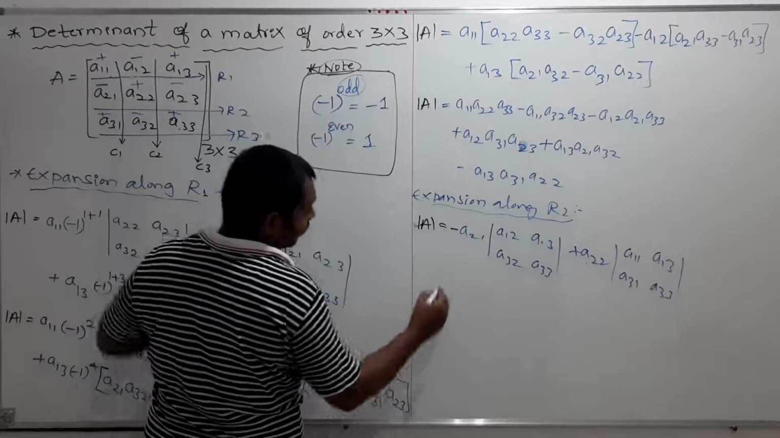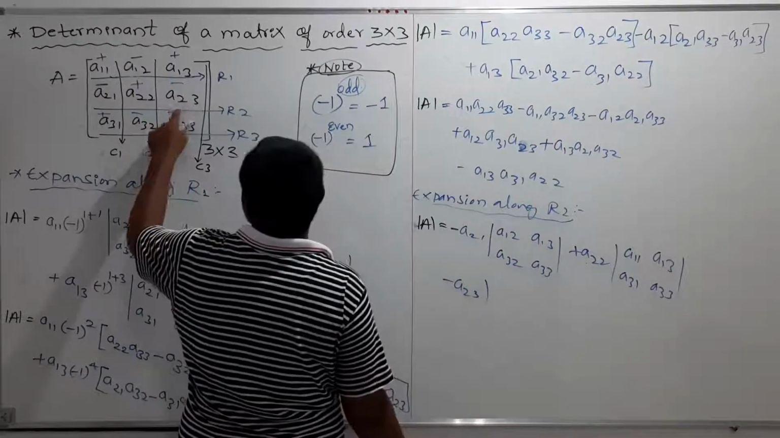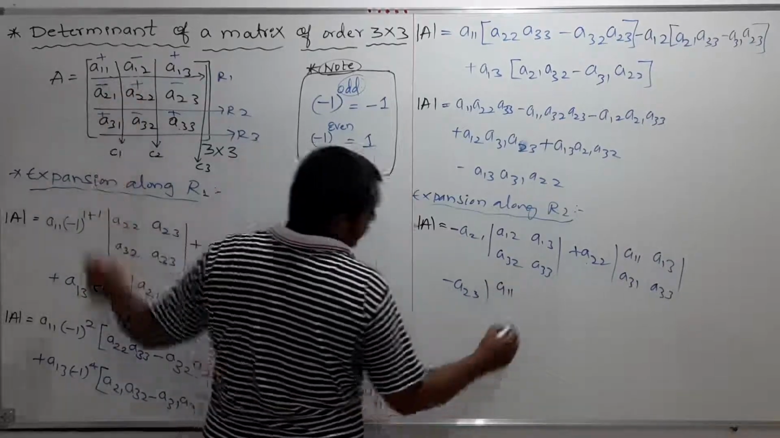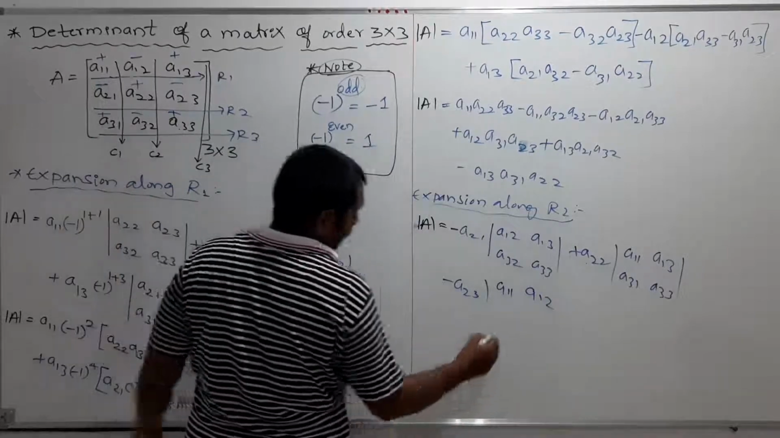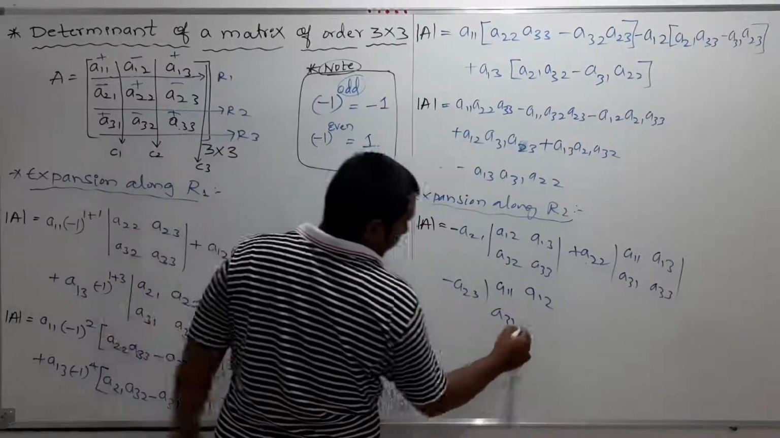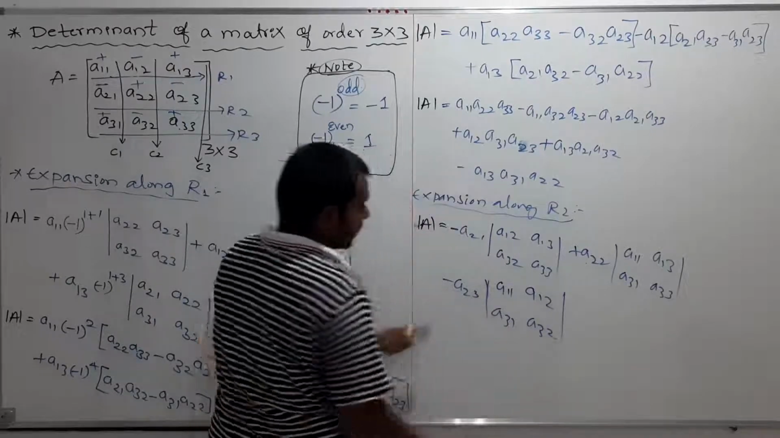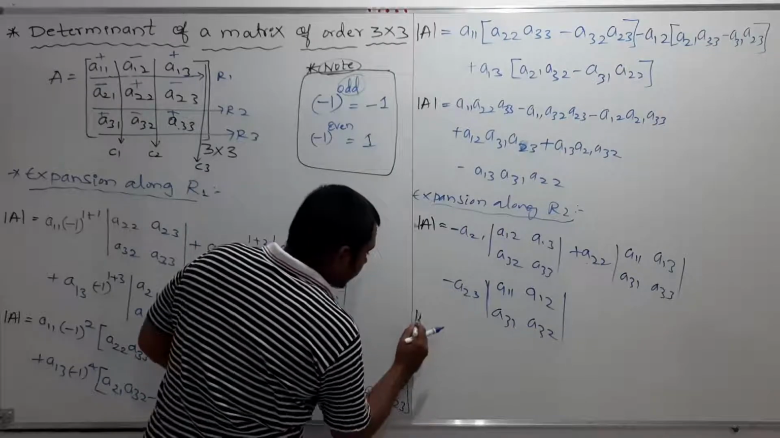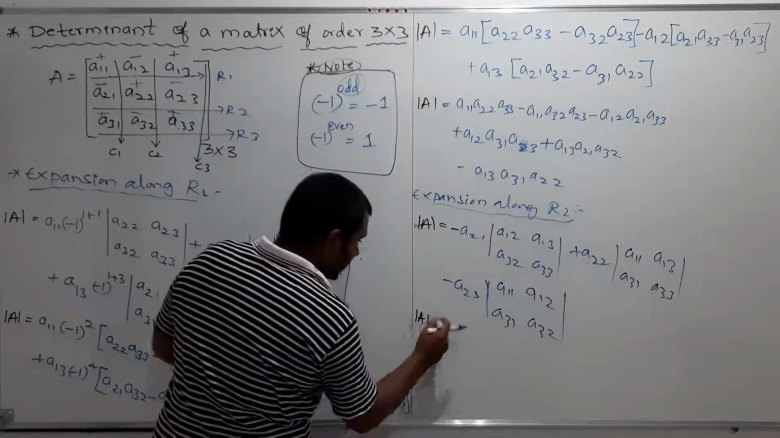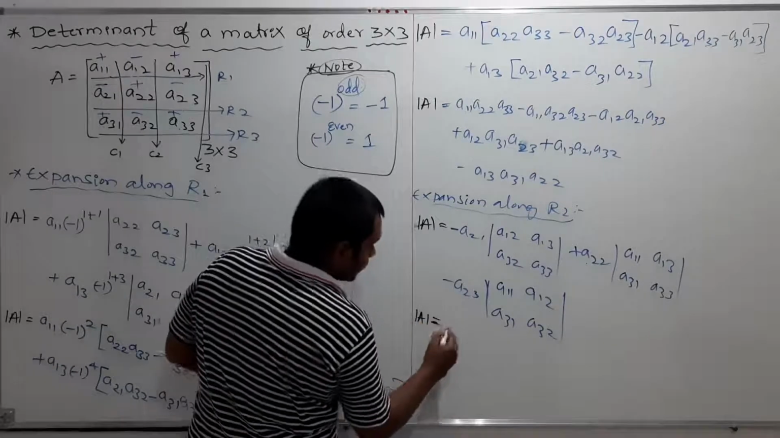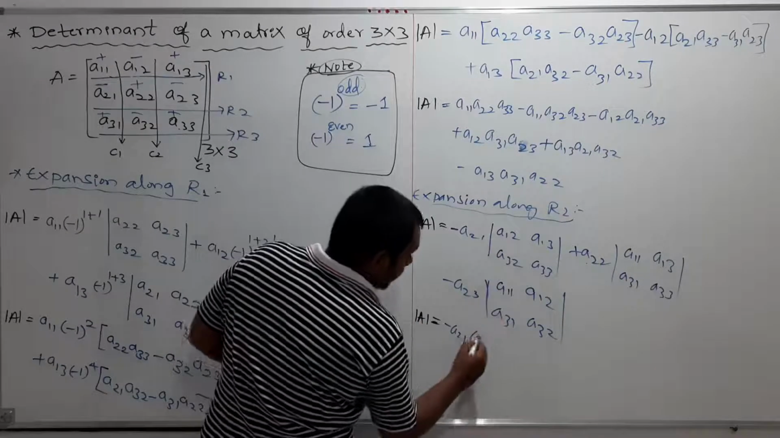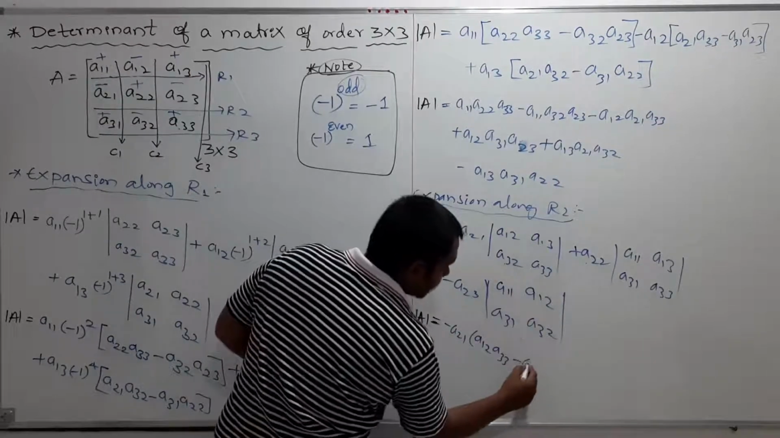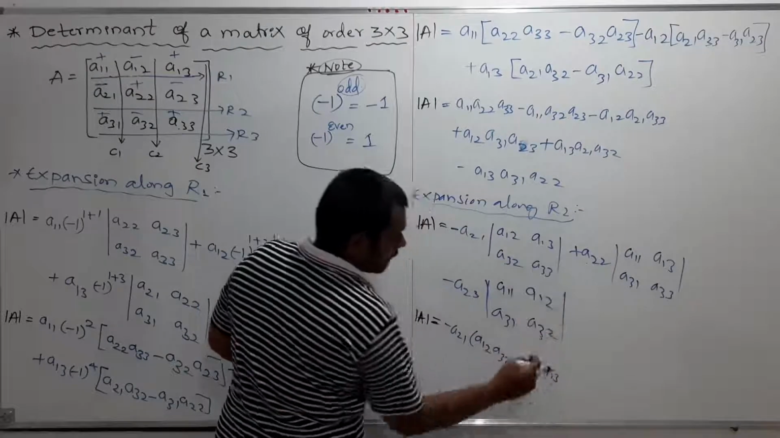Next, negative of a23, again leave this row and this column. The remaining elements are a11, a12, a31, a32. So further simplify this, again you will get this only. So you can observe here. Therefore the determinant of A is equal to, my dear students, minus a21 into a12 into this element minus this element into this element, a32 a13.